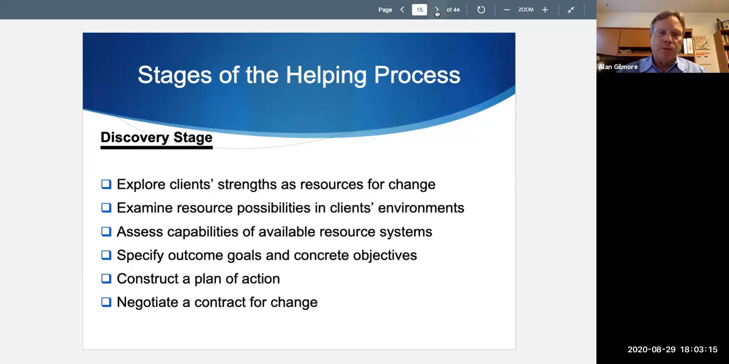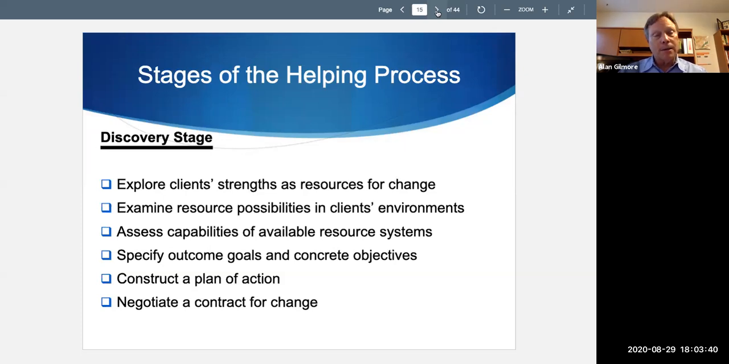The next stage is referred to as the discovery stage: exploring client strengths, examining resources, assessing capabilities within those resources, looking to identify goals and concrete objectives that you and the client want to work on together, really putting together an action plan and possibly negotiating a contract for change.